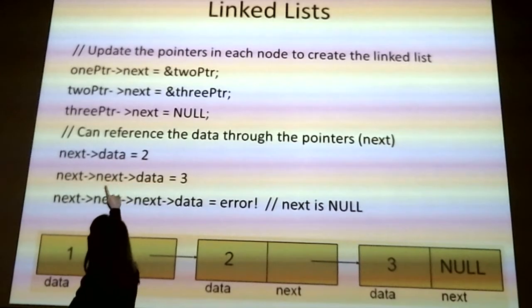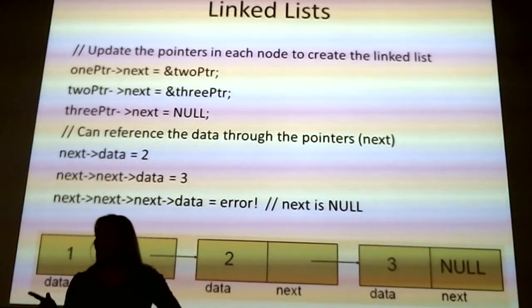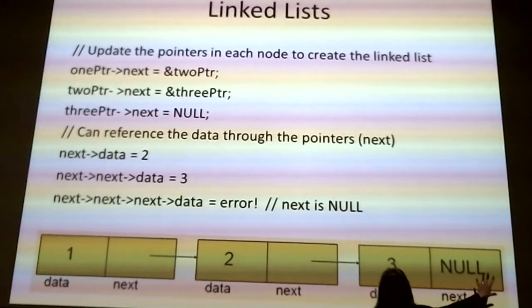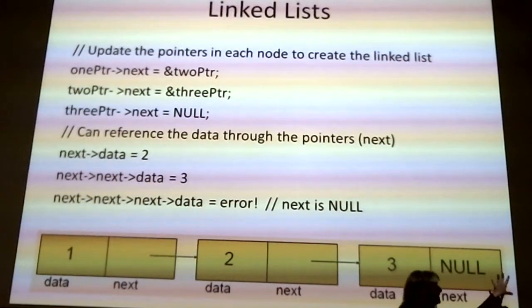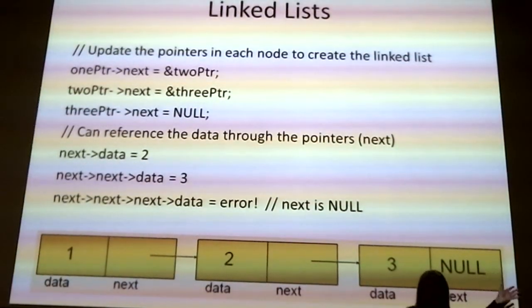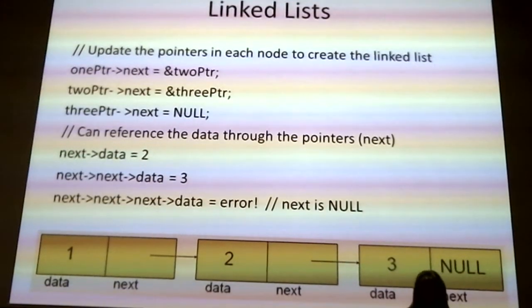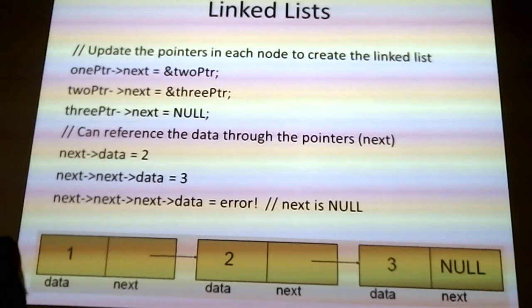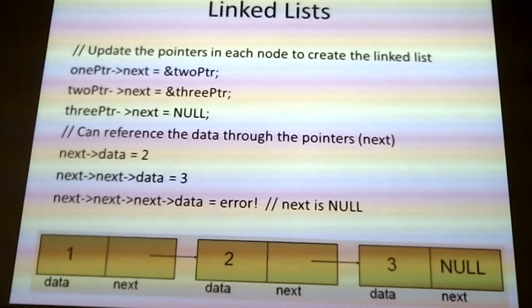Notice that the pointer on the third one, I set it to null because there's no one else after this. This is the end of my list. That's how you know when you're at the end of the list, if the pointer is null. Make sense? Okay, so now we have a linked list of 3 nodes.